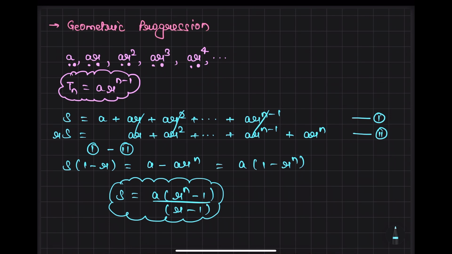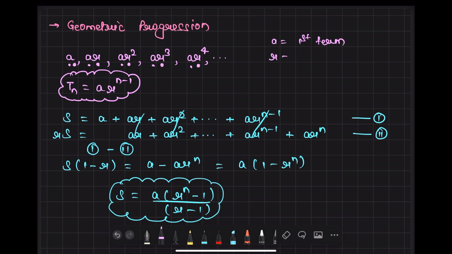Now suppose that you have to talk about the sum of infinite terms. In the case of infinite, look at this. Who is a over here? Try to understand who is a. So a is the first term. Who is r? r is Tn by Tn minus 1. This is the common ratio.